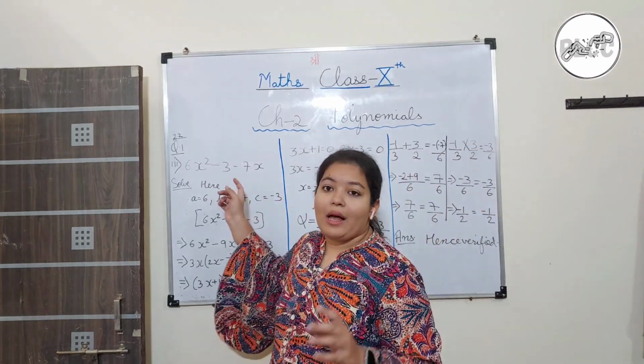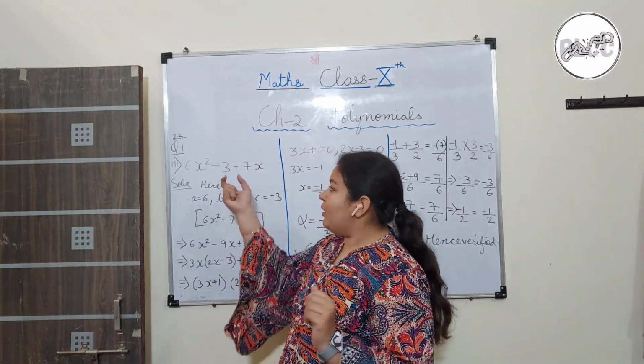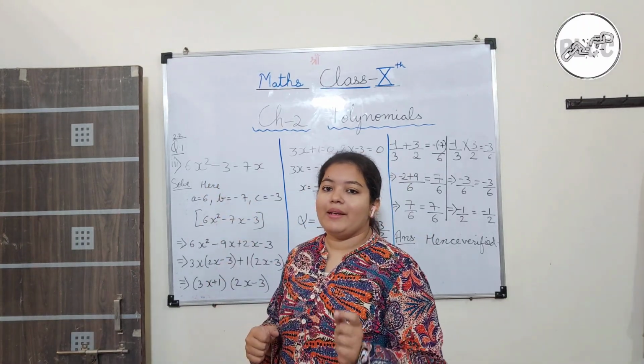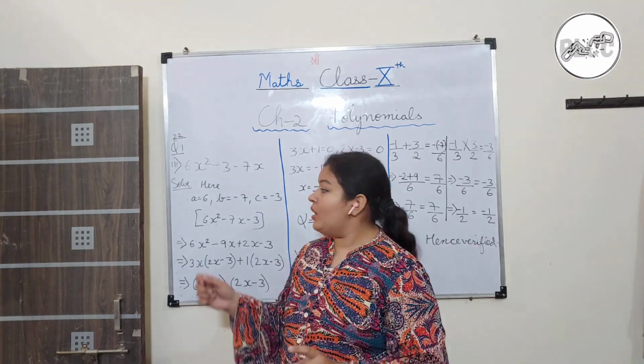So I have not taken the first question, okay? I have taken the third question because there is a twist in that. The question says 6x squared minus 3 minus 7x. So it's not properly arranged in the standard form. You have to arrange it in standard form.